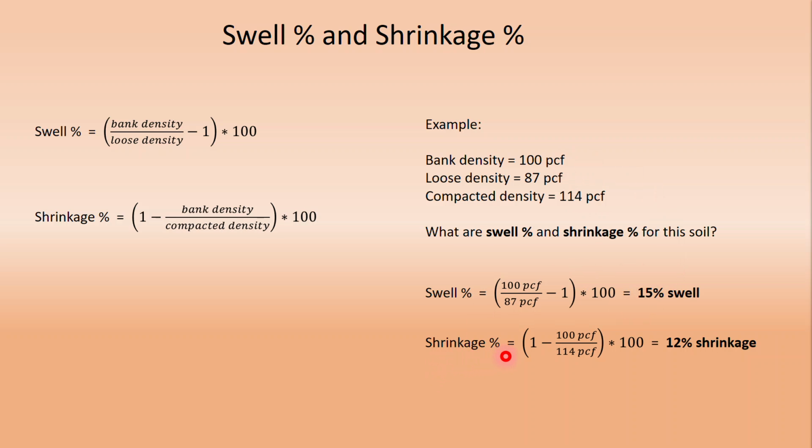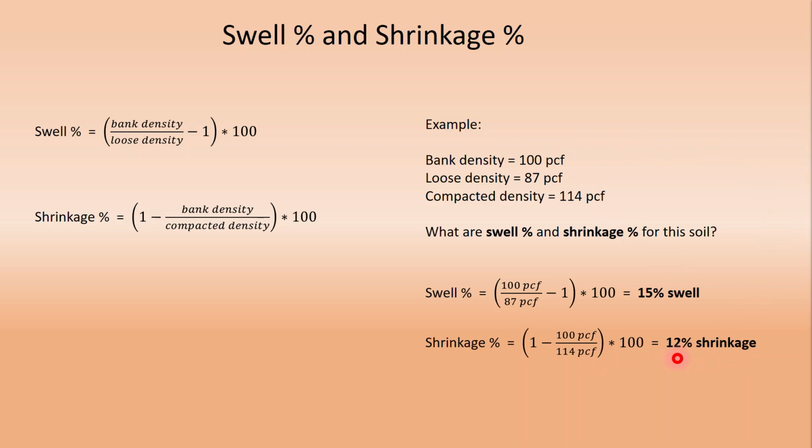Shrinkage percentage is more important to us for this week and for this class. It's how much is it going to shrink when it's compacted. So in this case, it's 1 minus your bank density divided by your compacted density times 100, or a 12% shrinkage. So again, that 100 pounds of soil that we dug out of 1 cubic foot of space is now going to take up 12% less space when we've compacted it in a fill scenario somewhere on a job site.